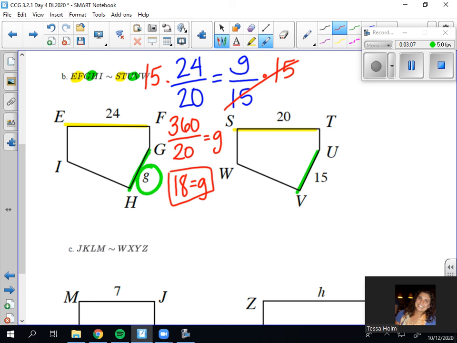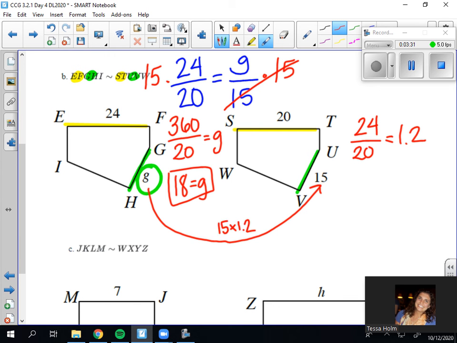The other method is to find the zoom factor. Okay, so again, you guys can take 24 divided by 20 to find my zoom factor because those are corresponding sides. And that's a zoom factor of 1.2. And so to make G match up with 15, I'm going to multiply 15 by 1.2. And the reason I'm multiplying is because I want it to get bigger, right? 20 got bigger, so 15 has to get bigger. So 15 times 1.2 is 18. So that's another way to find your missing side length.